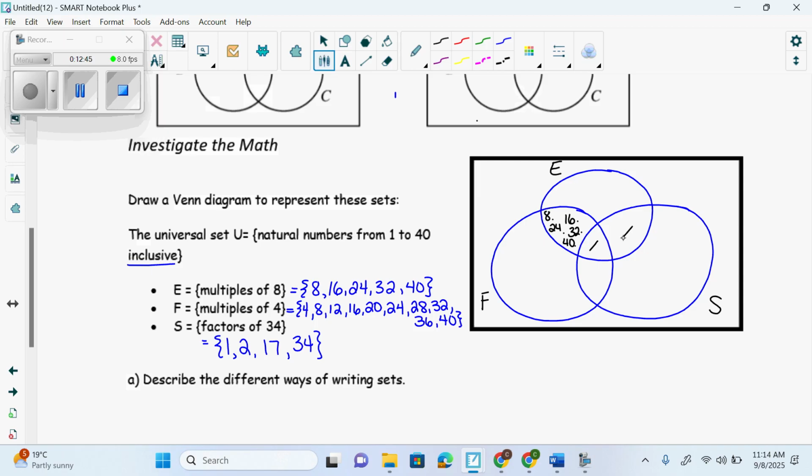Okay, F and S. Is there anything common between F and S? No. So then this would be empty as well. Okay. Is there anything in F only that's not in the other two? Because we're doing F only but not in E and S. There would be 4, 12, 20, 28, and 36. Is there anything in E that's not listed yet?